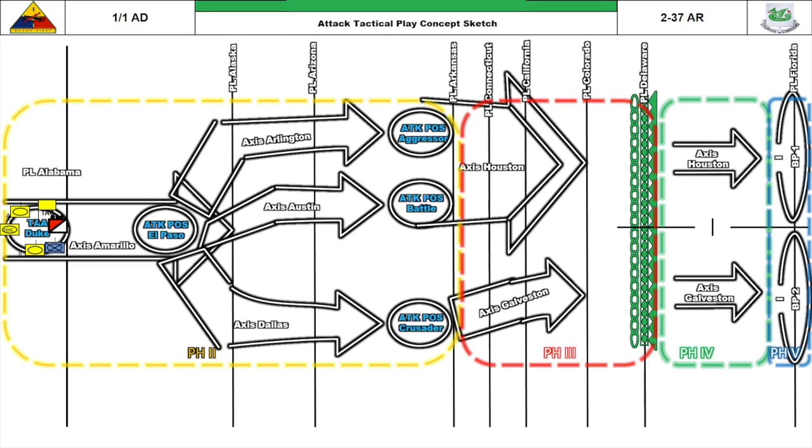Scheme of maneuver. Phase 1, planning. 237 Armor begins posture in TAA Duke. At H hour, the scout platoon deploys along Axis Amarillo, conducting an area reconnaissance to phase line Alaska. The reconnaissance objective is to confirm that the templated attack position El Paso will be suitable for the battalion. The focus is terrain, and the tempo is rapid and forceful.